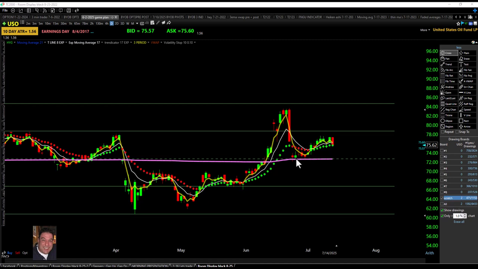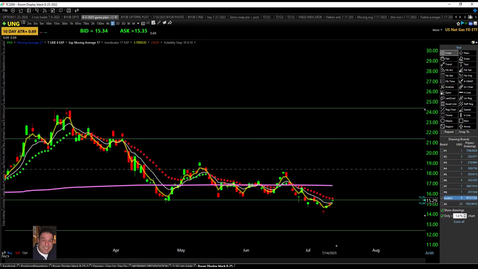It's still in an uptrend. Notice here's a low, higher low, higher low. There's a high, higher high. So they're still in an uptrend. They just were bullish, but they lost it today. So there's USO. All right, let's take a look at UNG.